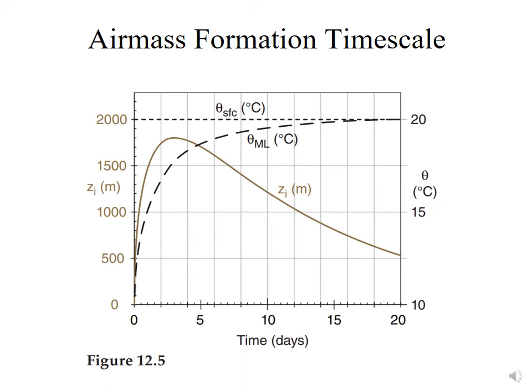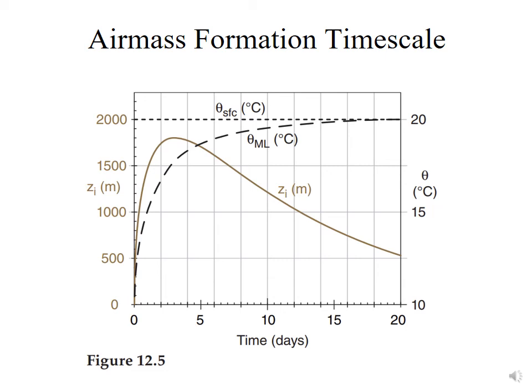So how long does it take an air mass to form? So here we have an example of a cold air mass that was put over a warm surface. So we have a potential temperature of the surface, which is 20 degrees C, and the initial temperature of the air mass was 10 degrees Celsius. So it's 10 degrees colder than the underlying surface.